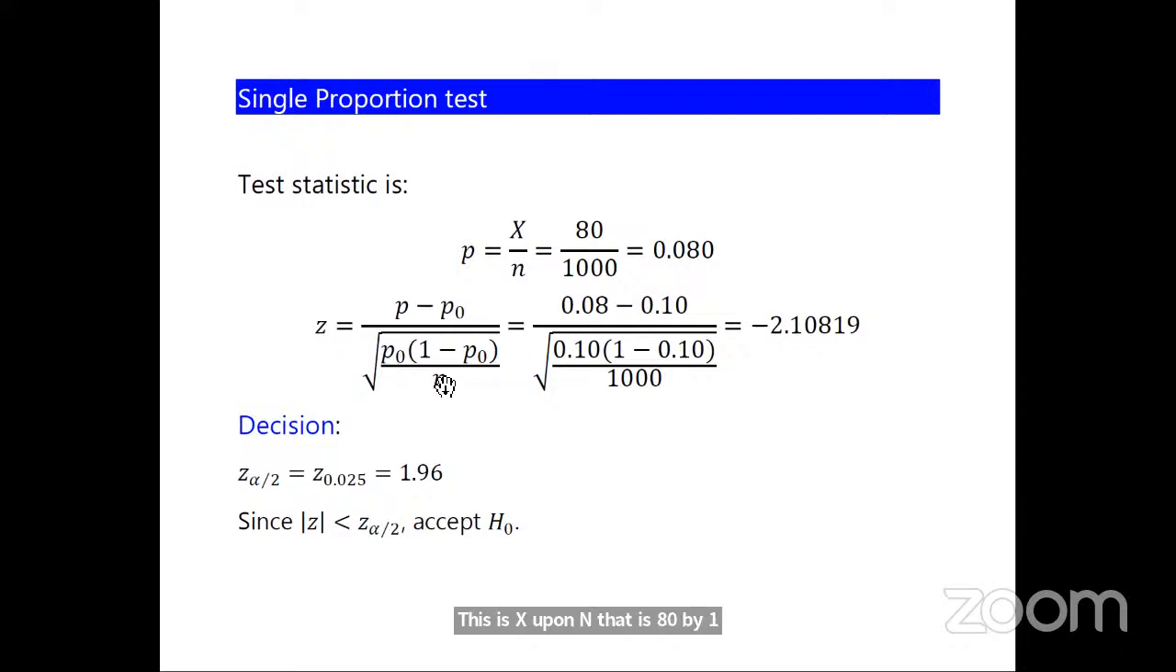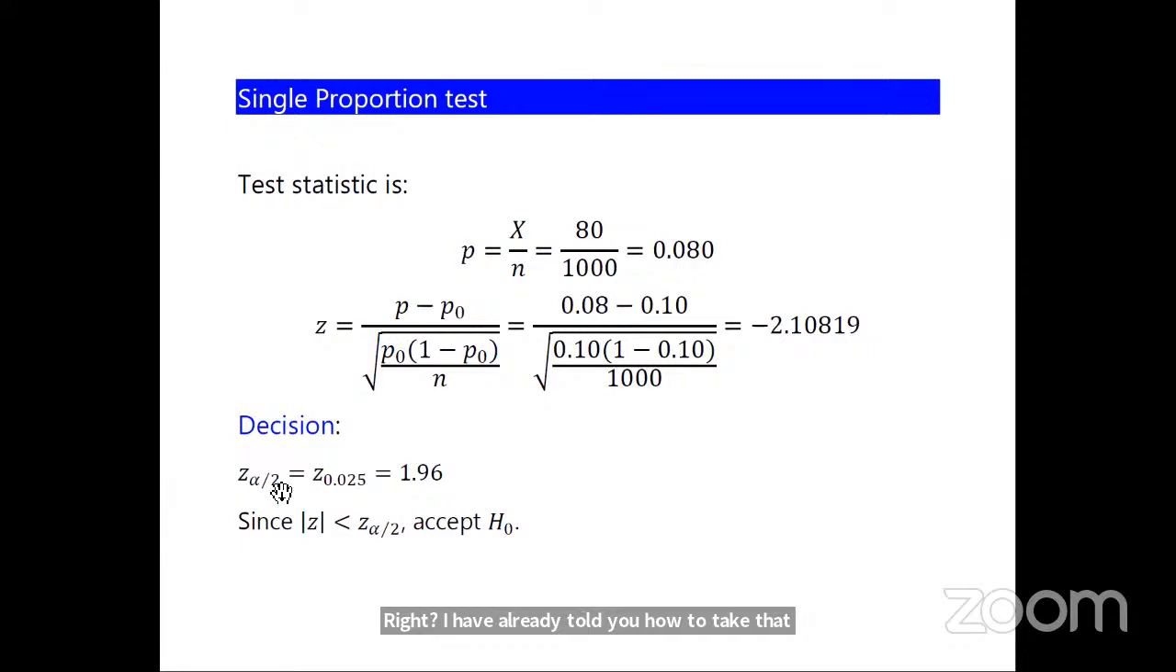Now the test statistic is P minus P0. P is 0.08, what we have calculated. P0 is the specified value, that is 0.1, divided by the square root of P0 into 1 minus P0, that is 0.1 into 1 minus 0.1, divided by the total number of persons he had checked, 1,000. So here divide by 1,000. If you calculate this, since 0.08 is less than 0.1, it is going to be negative. That is about 2.10819.